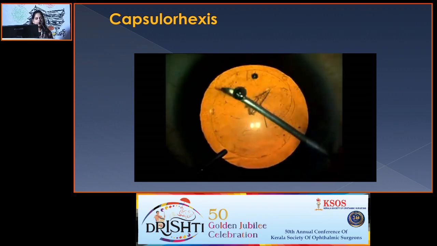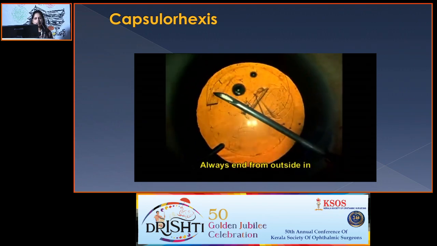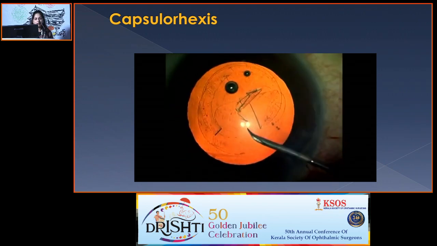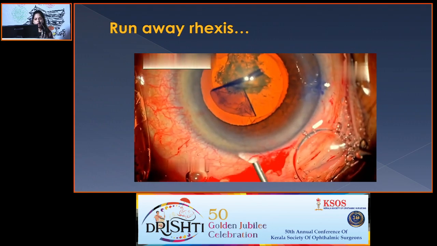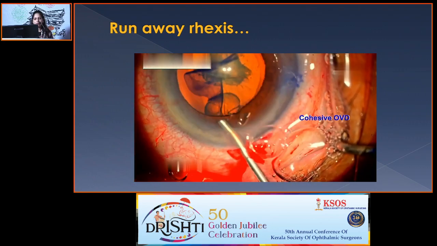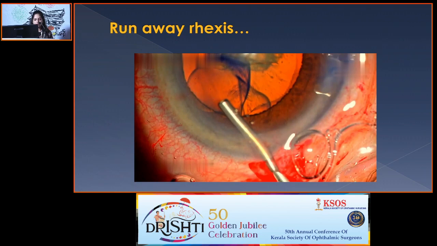Always end from an outside in manner. If it is a smaller axis, try to enlarge it as a part of second axis. Suppose you have a runaway axis. Don't panic. Put adequate viscoelastic and keep the capsule flat and unfold.